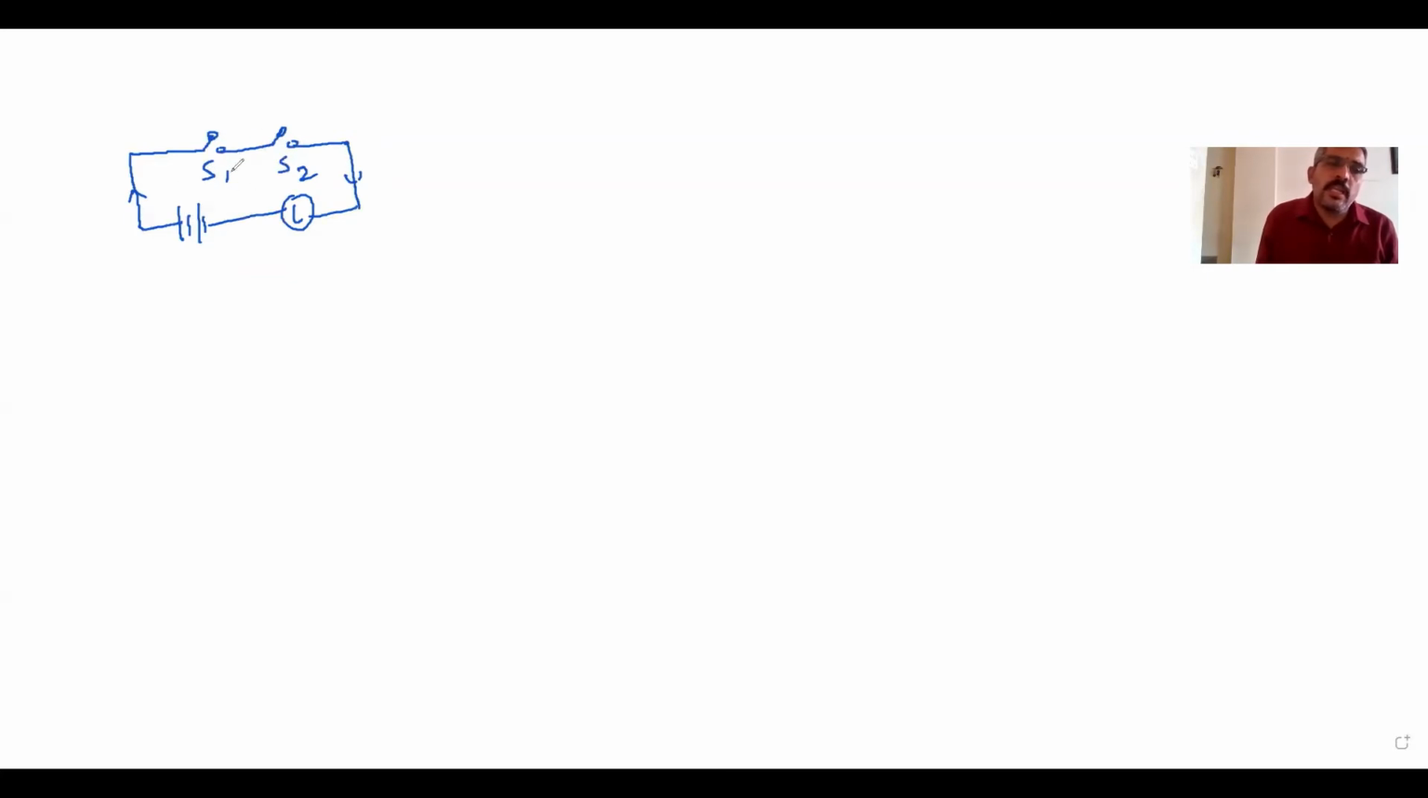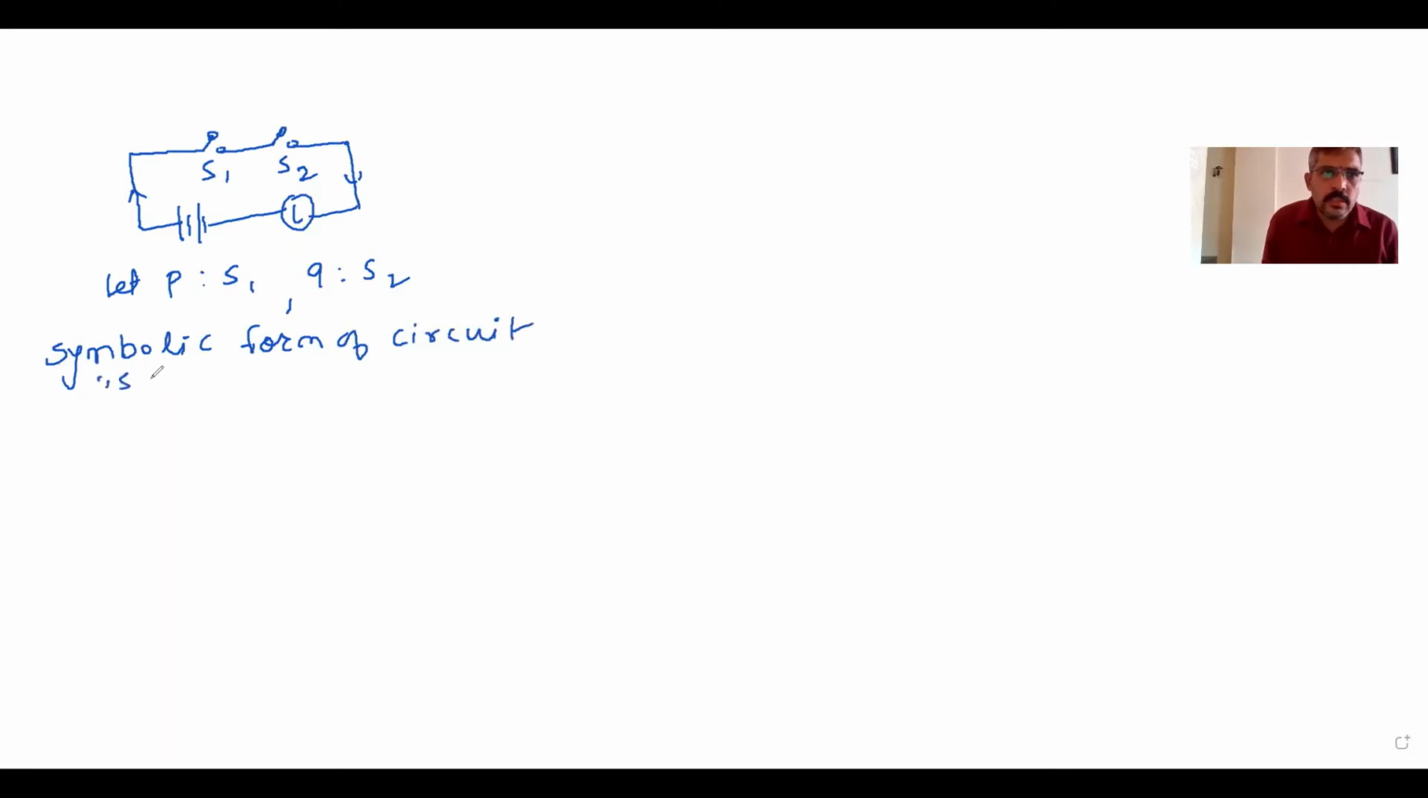It is exactly the same as conjunction in logic. Let P be denoted by S1 and Q be denoted by S2. Then the symbolic form of our circuit is P and Q, or simply S1 and S2. This is the symbolic form of the circuit. It means if two switches are connected in series, you have to connect them with the help of AND in logic. This is the first important part.